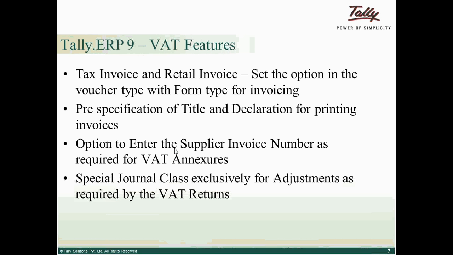For some states it is mandatory, you have to maintain your supplier's invoice number. Supplier invoice number is, when you're purchasing something, the invoice number given by the supplier. You should also account for that. So in Tally we have provided a facility wherein this can also be recorded. And we have also given special journal classes exclusively for adjustments. There will be various adjustments, like adjustment of input credit, adjustment with CST, and opening input credit on opening stock. All the adjustments are provided in Tally so that the adjustment amount gets captured in the respective columns of the VAT forms and returns.